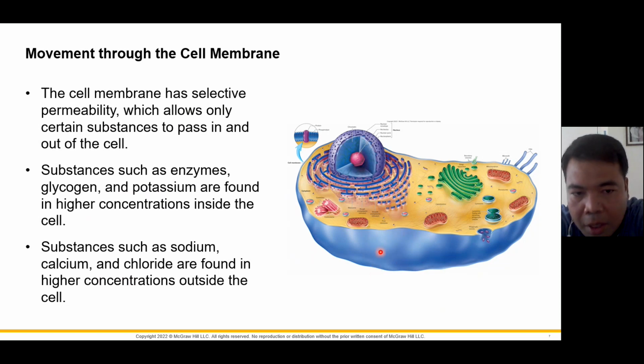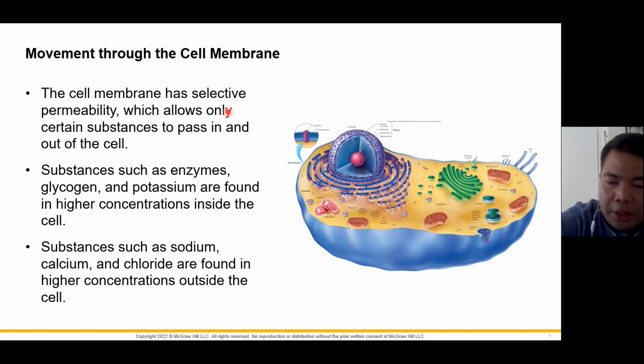So remember that. You have sodium, calcium, and chloride found in higher concentrations outside of the cell, while enzymes, glycogen, and potassium are found in higher concentrations inside the cell. Why? Again, because the cell membrane is selectively permeable.